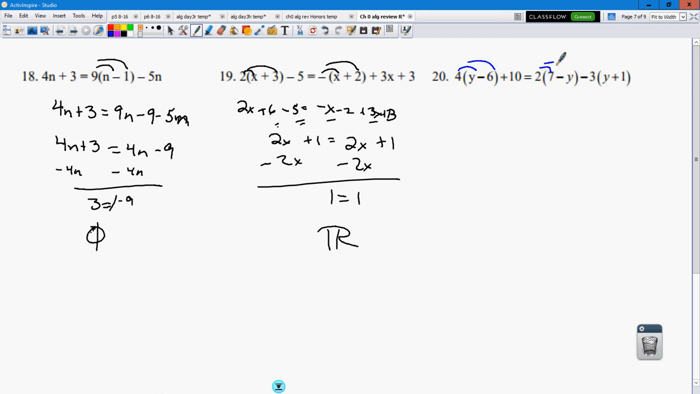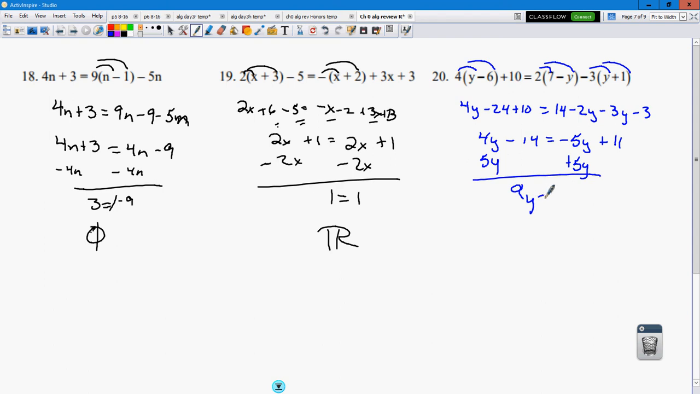Distribute, distribute, distribute. 4y minus 24 plus 10 equals 2 times 7, 14, minus 2y minus 3y minus 3. Combine like terms, 4y minus 14 equals negative 5y plus 11. Add 5y to both sides. 9y minus 14 equals 11. If I add 14 to both sides, 9y is equal to 25. And I'm going to have a fraction in my answer here, 25 over 9.